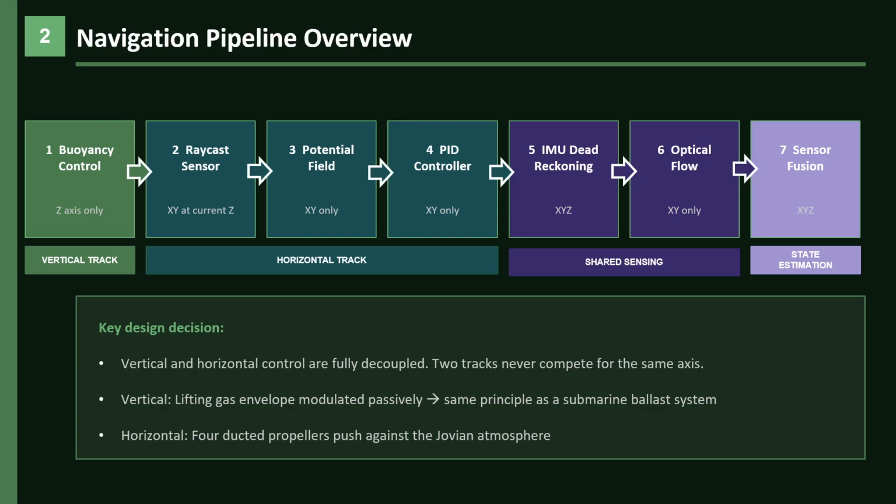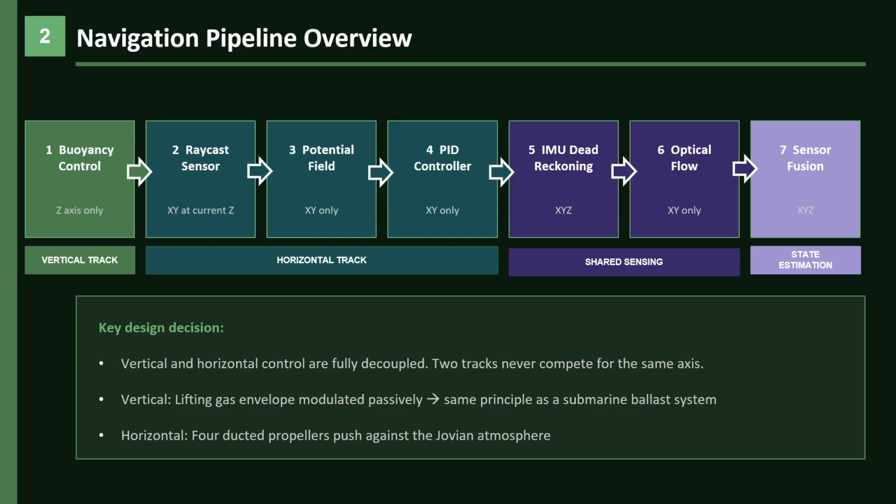For my horizontal track, it utilizes four ducted propellers that push against Jupiter's atmosphere. It also takes into consideration a raycast sensor, the potential field, and the PID controller, which all operate in the horizontal plane, so the X and Y, but the raycast sensor looks at the X and Y at the current position, the current Z position.